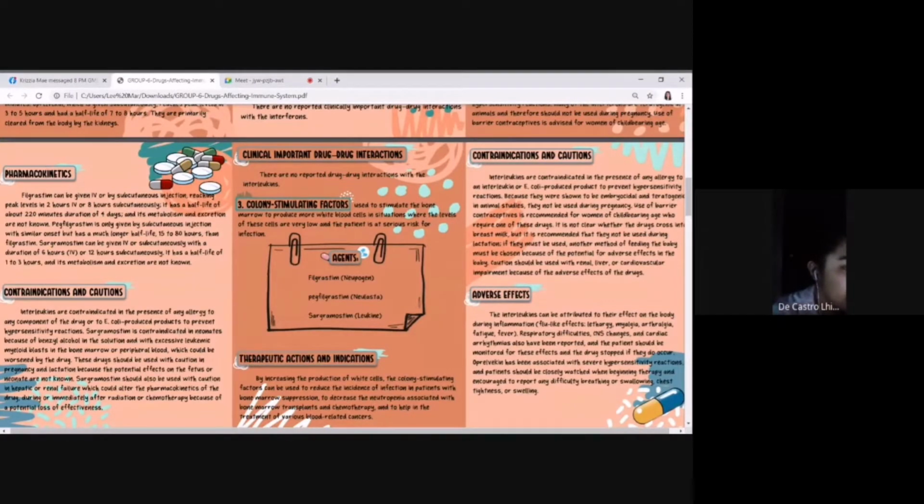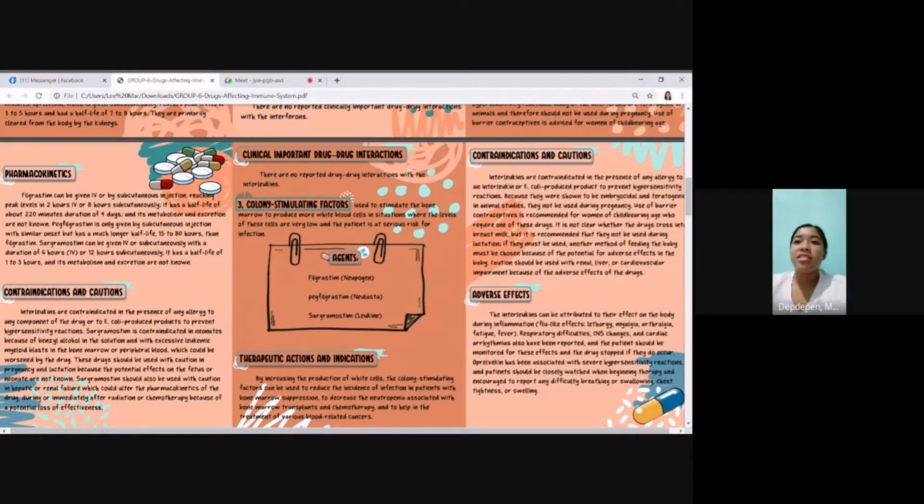Next are the colony stimulating factors. These are used to stimulate the bone marrow to produce more white blood cells in situations where the levels of these cells are very low and the patient is at serious risk for infection. Agents: filgrastim, Neupogen, pegfilgrastim, Neulasta, sargramostim, Leukine.